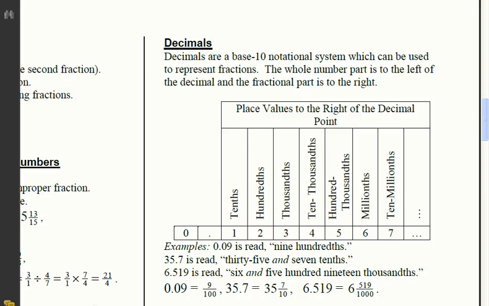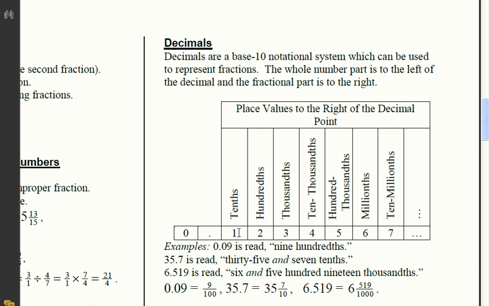Decimals are a base 10 notational system which can be used to represent fractions. The whole number part is to the left of the decimal. The fractional part is to the right of the decimal point. 0.09 is read 9/100ths.